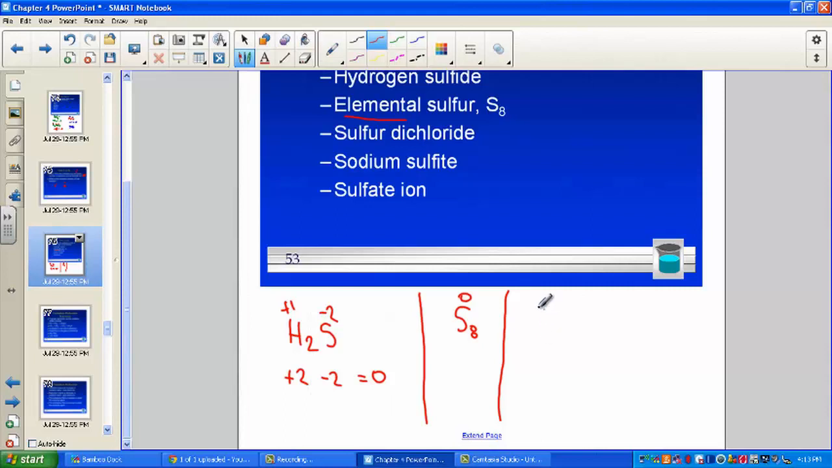Sulfur dichloride. Sulfur dichloride. Hear those prefixes? This is a molecular compound, isn't it? Knowing that sulfur dichloride is molecular, let's begin with chloride. Knowing where it lives on the periodic table tells us it's a -1 charge. So the total negative here, 2 units of that -1, gives me a -2 overall. So sulfur here must be a +2.